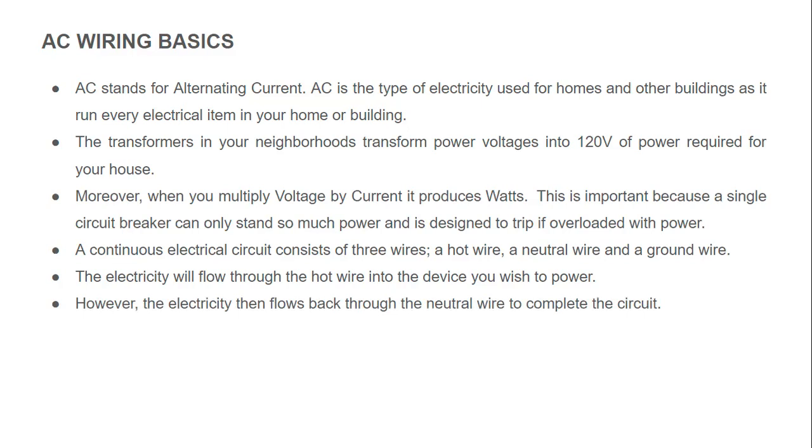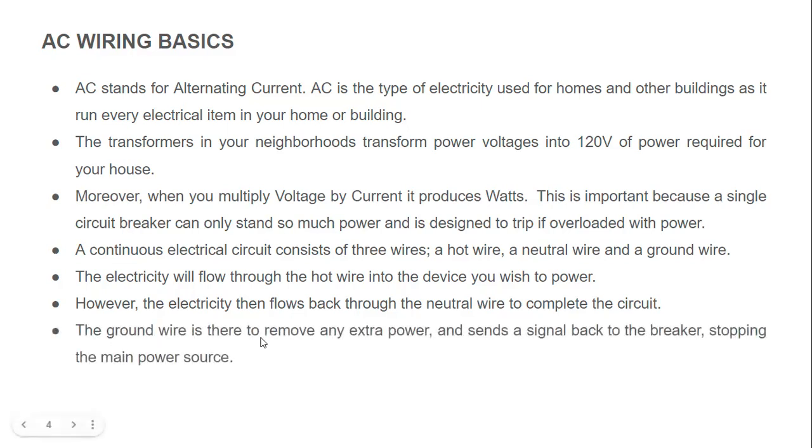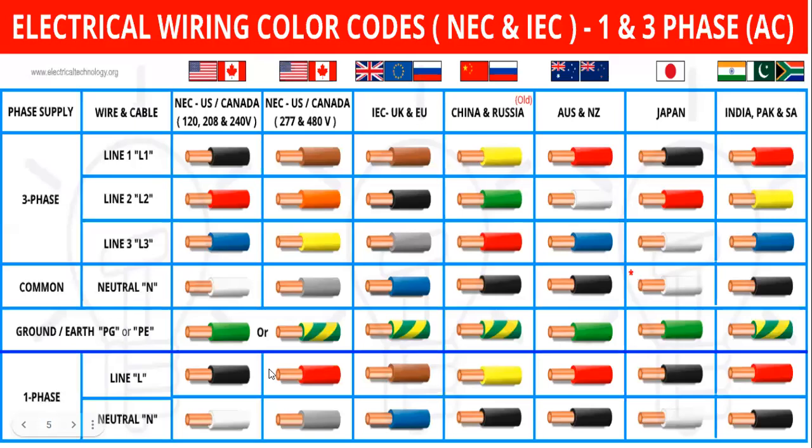We all know that in order to make the current flow, the circuit must have a closed path. Only once a circuit has a closed path will it have the power to flow the current, right? So the other wire which is responsible for flowing back the current is your neutral wire. Other than that, the ground wire is there to remove any extra power. Again, this is another safety measure which sends a signal back to the breaker, stopping the main power source.